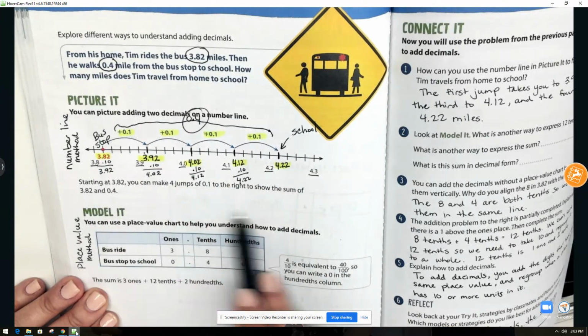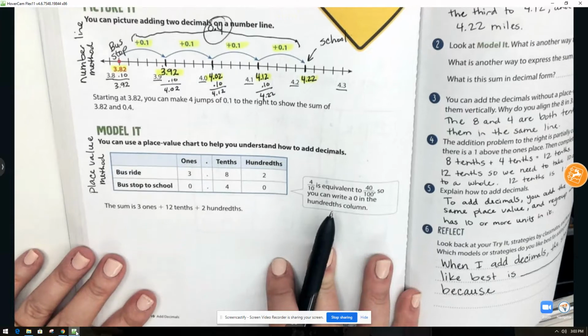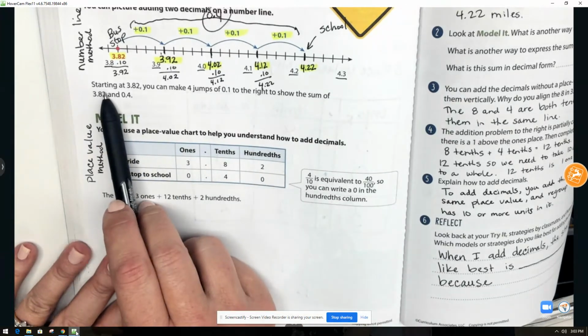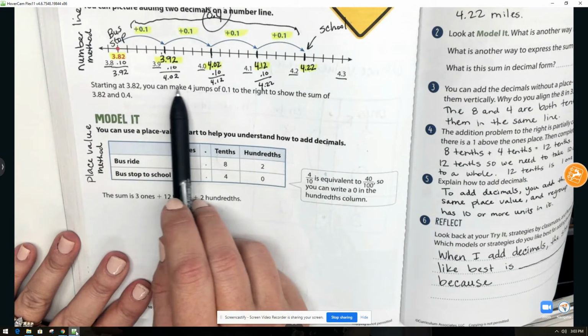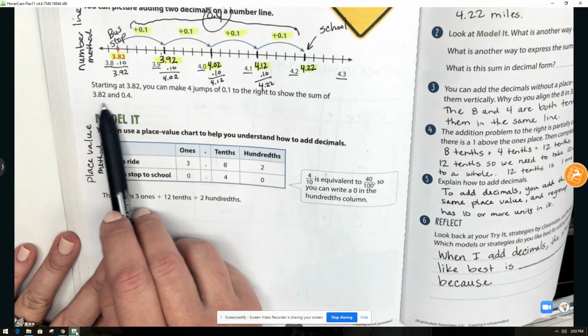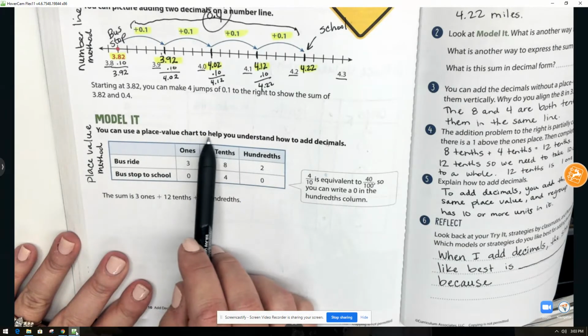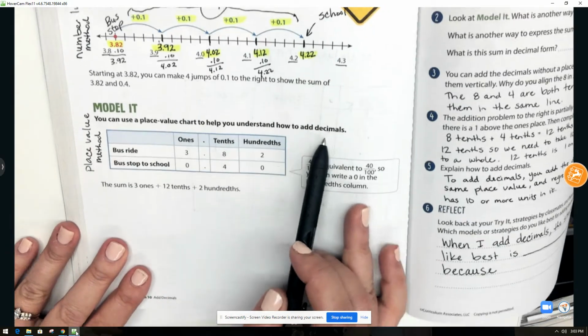So the number line strategy is one strategy you can use to add decimals. What we did was we started at 3 and 82 hundredths. We made 4 jumps of 1/10 to the right to show the sum of 3 and 82 hundredths plus 4 tenths. We can also use a place value chart to help us understand how to add decimals.